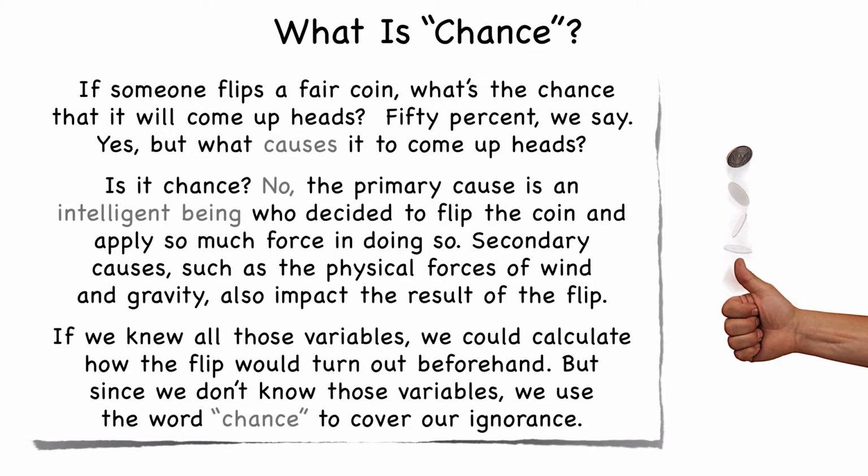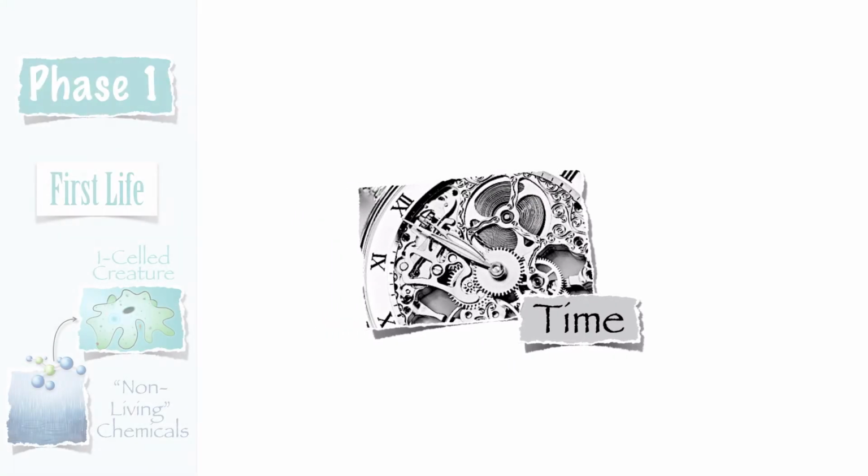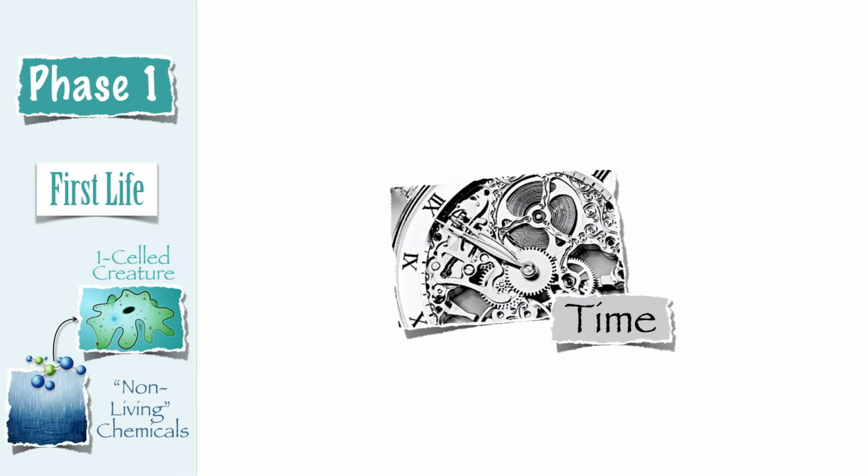Secondary causes, such as the physical forces of wind and gravity, also impact the result of the flip. If we knew all those variables, we could calculate how the flip would turn out beforehand. But since we don't know those variables, we use the word chance to cover our ignorance. How about time? What if natural laws are given billions and billions of years? Could it create the first life here on the left?